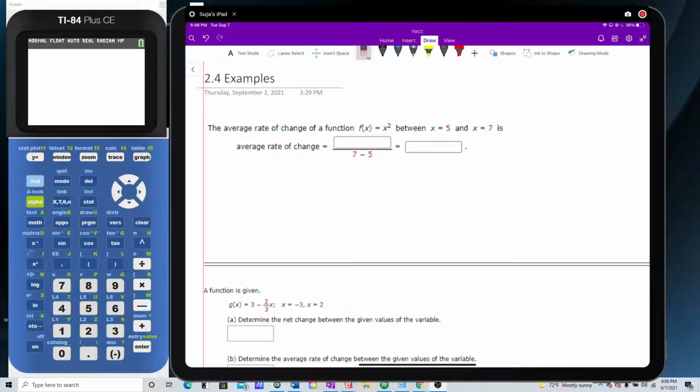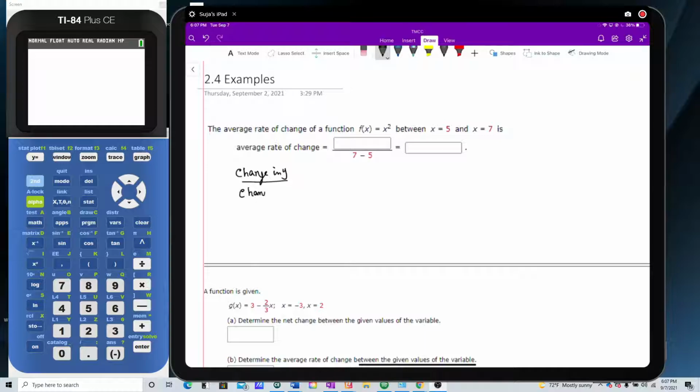In this example, I'm going to show you how to find the average rate of change for a function between two given x values. In this case, x is 5 and x is 7. So we know average rate of change is nothing but my slope, or it is the change in y over change in x. Also written as delta y over delta x, also written as y2 minus y1 over x2 minus x1.